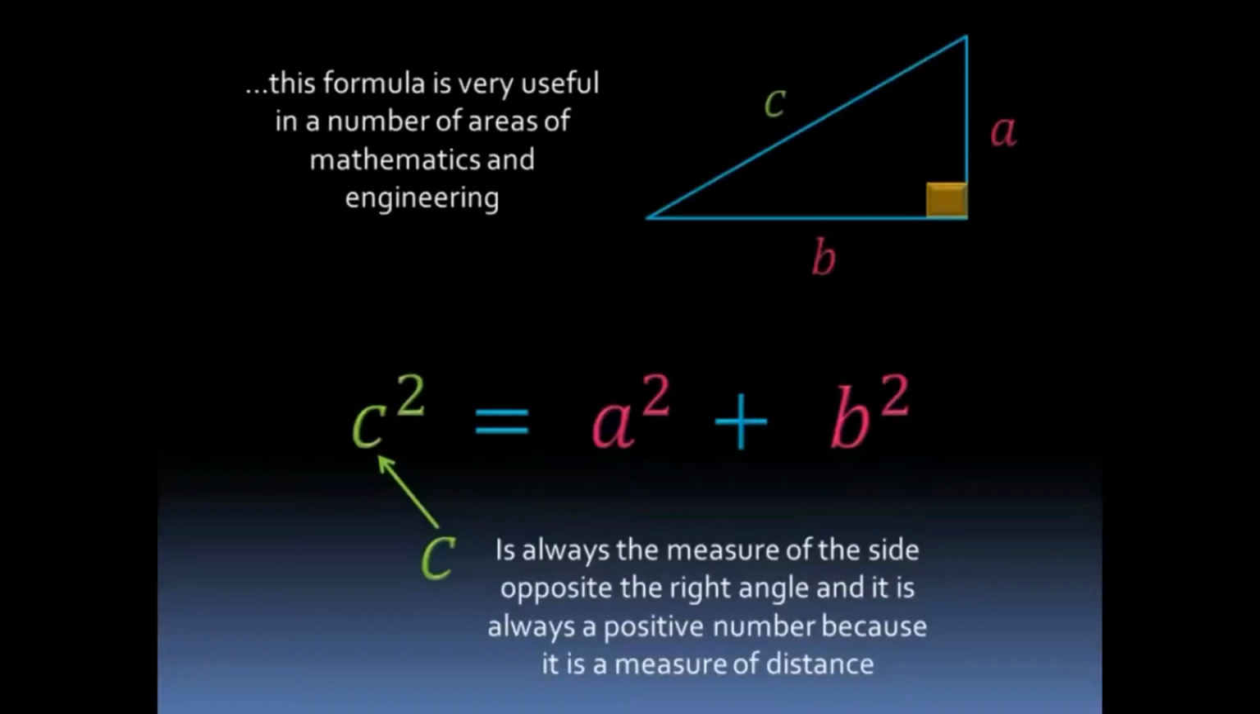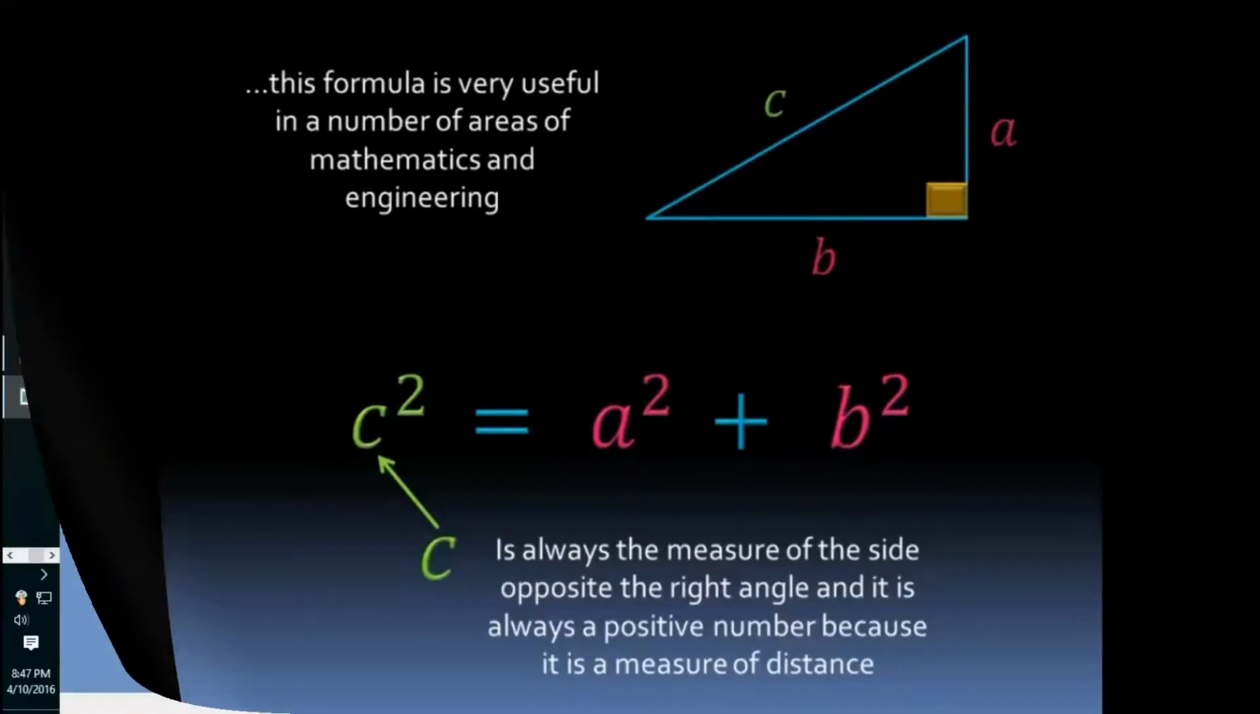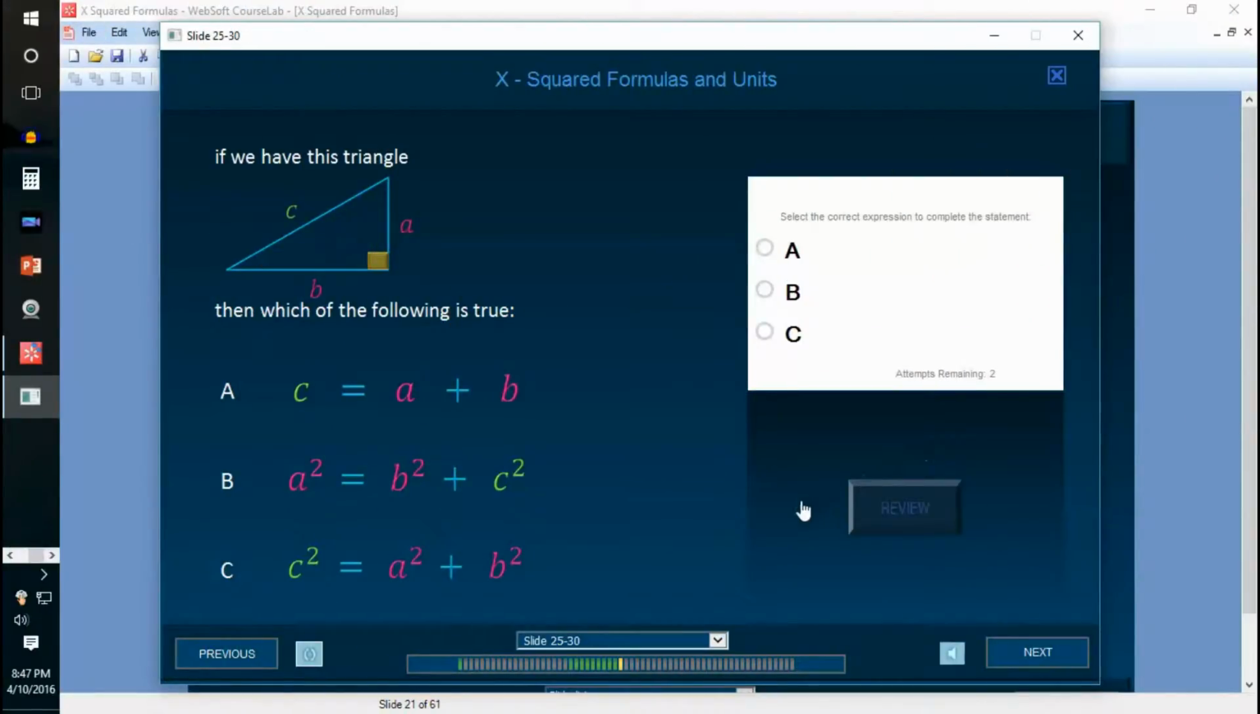For that reason, whenever we talk about the square root of C squared in these problems, we can say that the square root of C squared is C, rather than having to say that the square root of C squared is the absolute value of C. If we have this triangle, then which of the following is true?